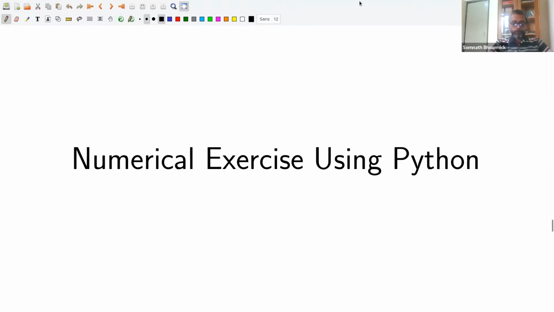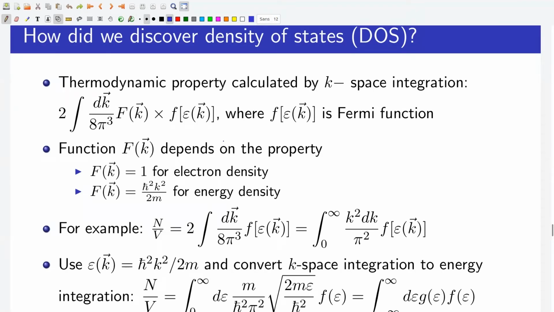Hello friends, we have discussed the quantum theory of free electrons in detail. In this lecture, we are going to verify some of the analytical results using simple Python codes. Let us start our discussion with density of states.